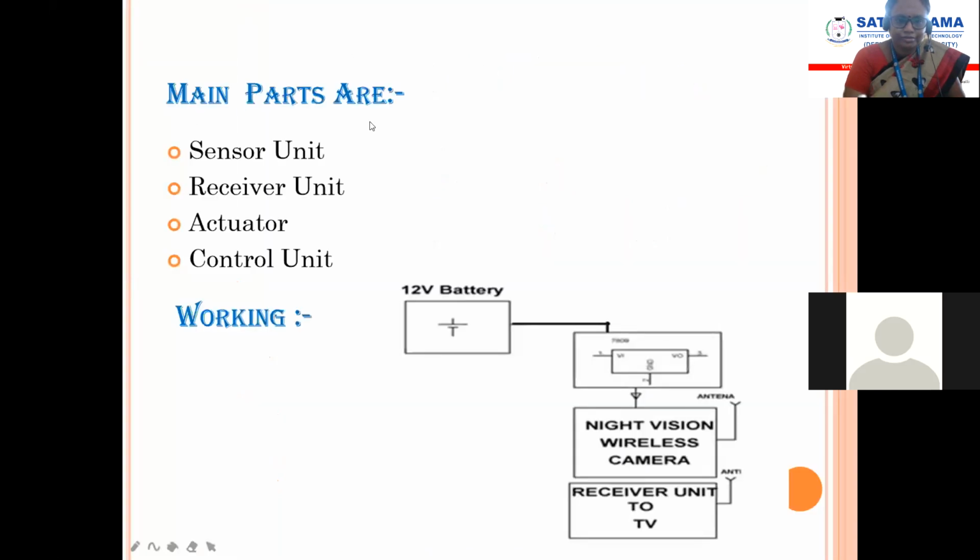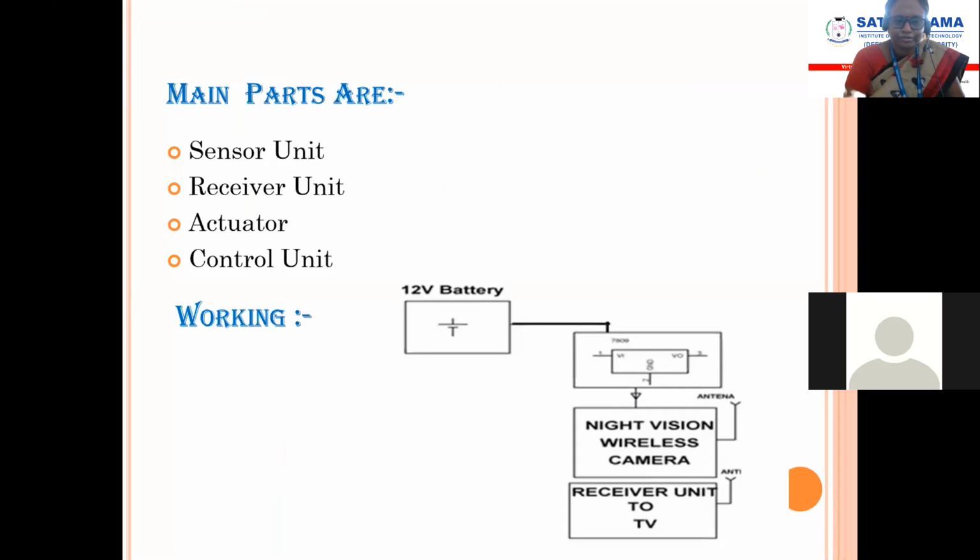Next, the main parts are the sensor unit, receiver unit, actuator, and control unit. Sensor unit: to capture any image, we need light. During the night time, we don't have any source of light, so we use IR LED light. As we know, every object emits IR radiation, and by this we can capture the images. By the IR radiation light, we can capture the images even during the night time also.